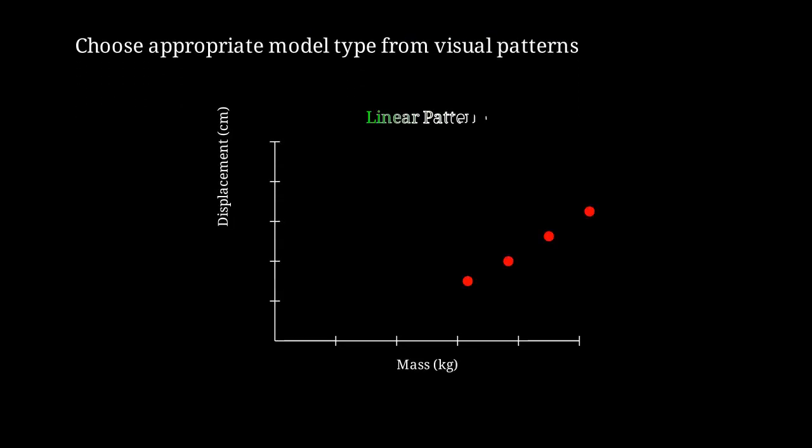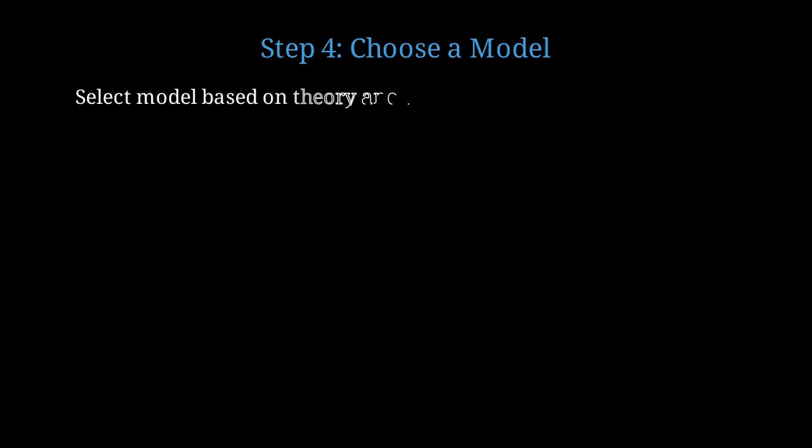In our spring example, plotting mass versus displacement reveals a clear linear pattern. This confirms our hypothesis that Hooke's law applies. Now we choose a mathematical model based on both our visual inspection and existing scientific theory. Your model choice should be informed by both the patterns you see in the data and what theory predicts.